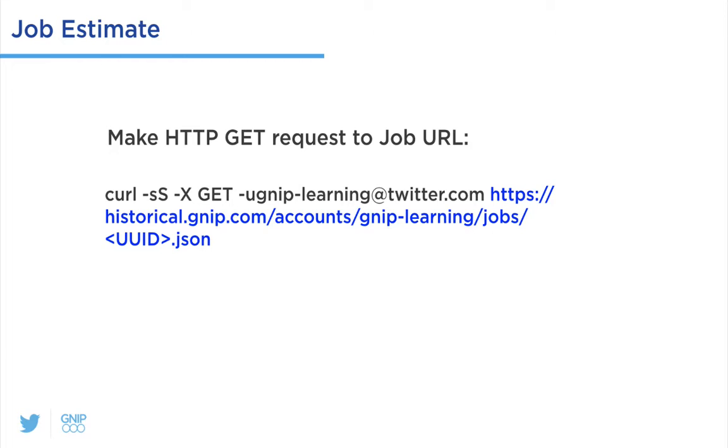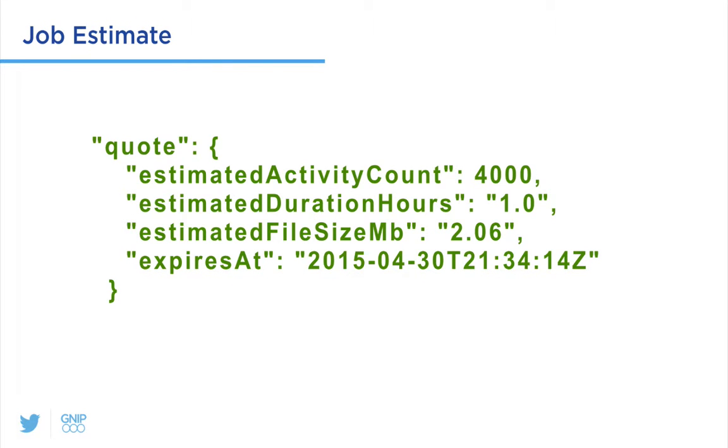And so now that the job has been successfully submitted and created, the next step is to get the estimate around the job. And in this case, you'll be making a GET request to the job URL. So not your root historical endpoint, but the job URL that specifies the particular job you want to work with. So when you do that, you'll get, as part of the response from the server, a quote object, and it includes these attributes which make up the estimate.